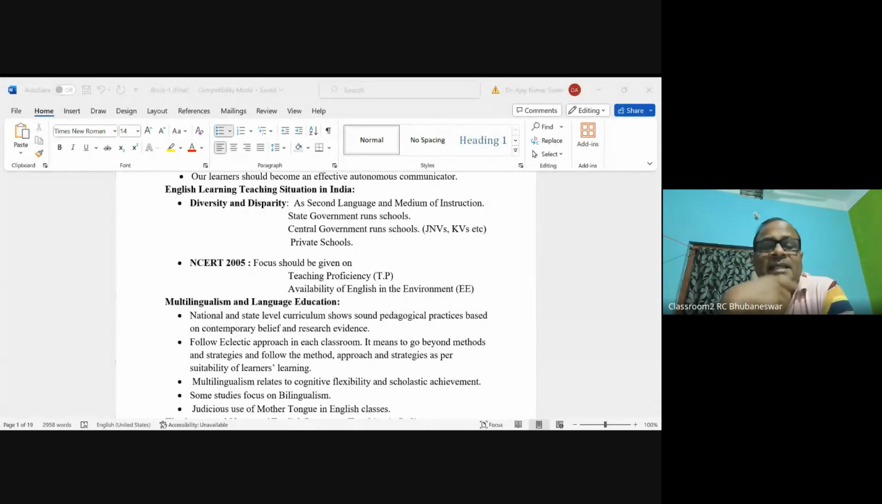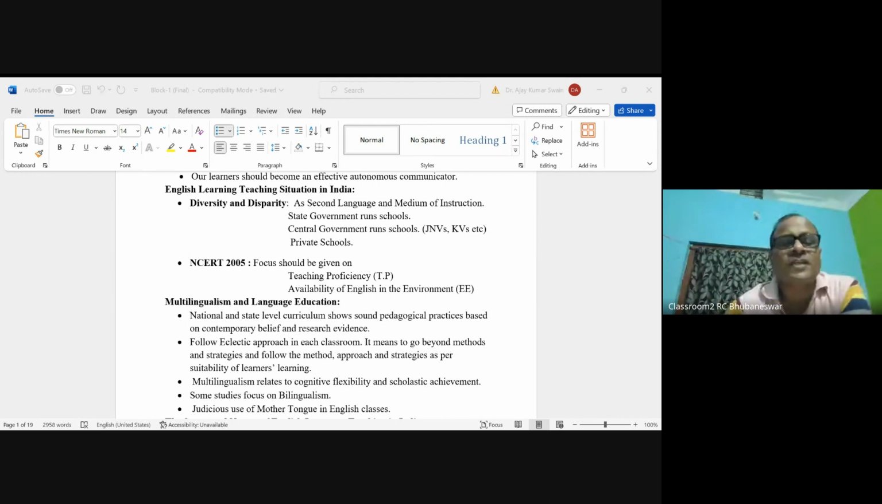Under this, there is a sentence. As a second language and medium of instruction, state government run schools and central government run schools are both Hindi and English medium. Like JNV, Jawahar Navodaya Vidyalaya, Kendriya Vidyalaya, and other private schools are there which are affiliated to CBSE or ICSE. Yes or no?